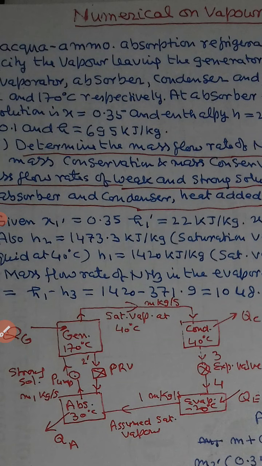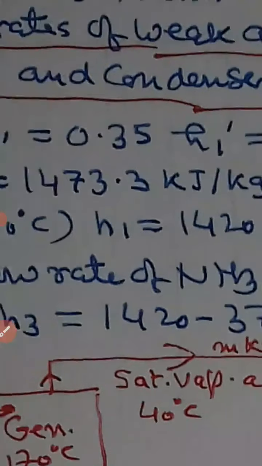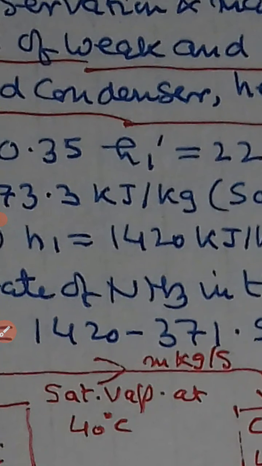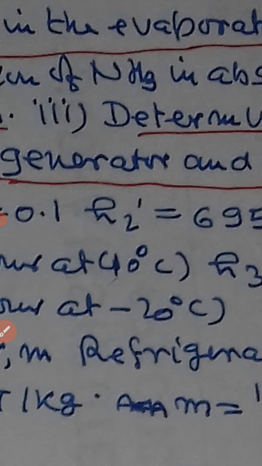Also H2 dash and H2 are different. H2 is 1473.3 kilojoule per kg, saturated vapor at 40 degree centigrade, and H3 is 371.9 kilojoule per kg, saturated liquid at 40 degree centigrade. Then H1 is equal to 1420 kilojoule per kg, saturated vapor at -20 degree centigrade, it is given over here.